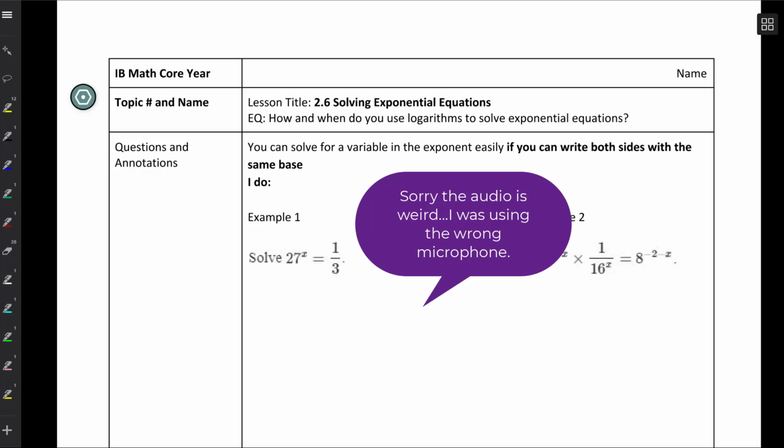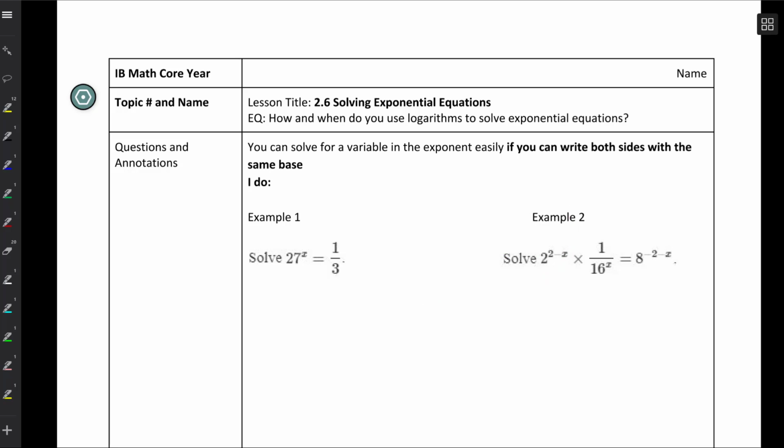Today we are going to talk about solving exponential equations. Our EQ is how and when do you use logarithms to solve exponential equations? Well, we can answer that partially right now by remembering that exponentials and logarithms are inverse operations of each other. And if you can use that clue to help you remember that we use inverse operations to solve equations, you're going to be well on your way.